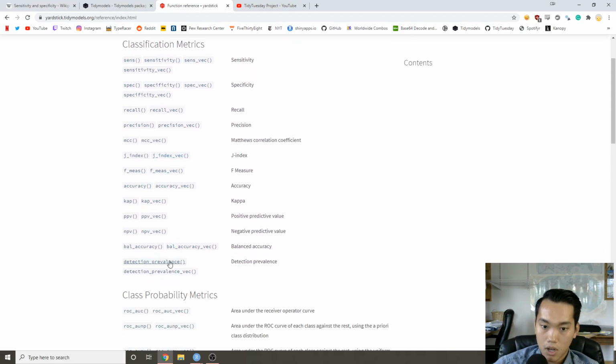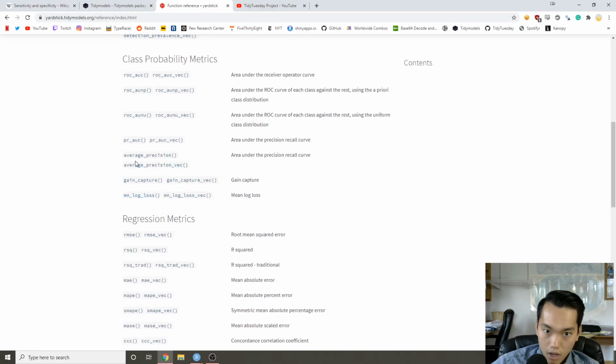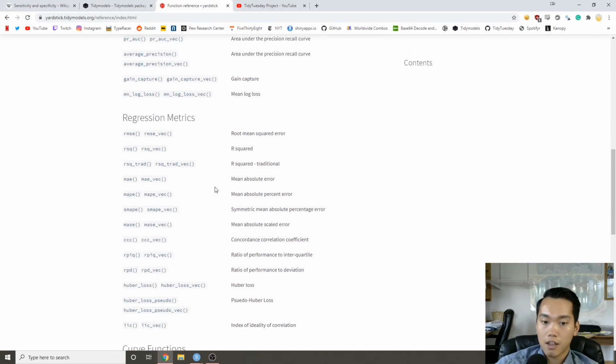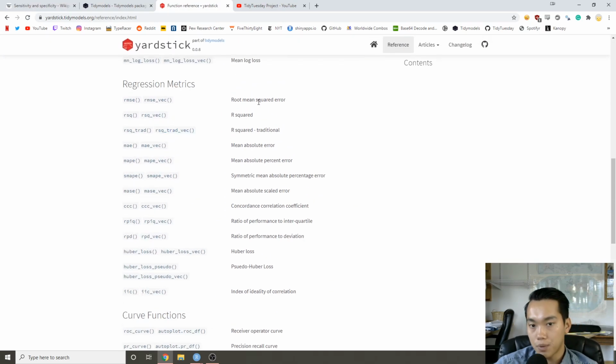But what's cool about yardstick is that there are a lot of metrics. For example, there's also MCC, Matthews correlation coefficient, the J index, F measures, detection prevalence. There's the area under the precision recall curve, ROC curve using a uniform cost distribution. So there's a lot of things. I haven't even gone over mean log loss. I think I'll probably make another video on regression metrics too.